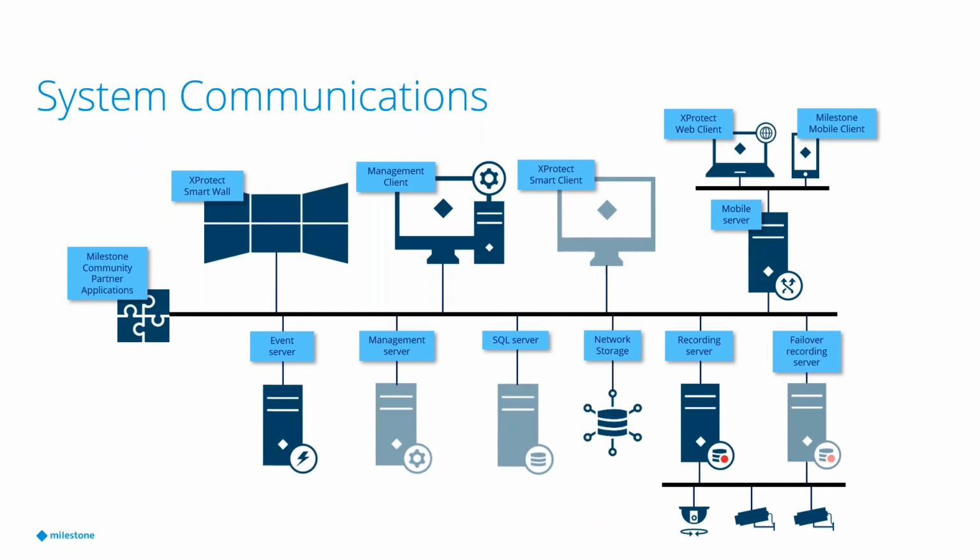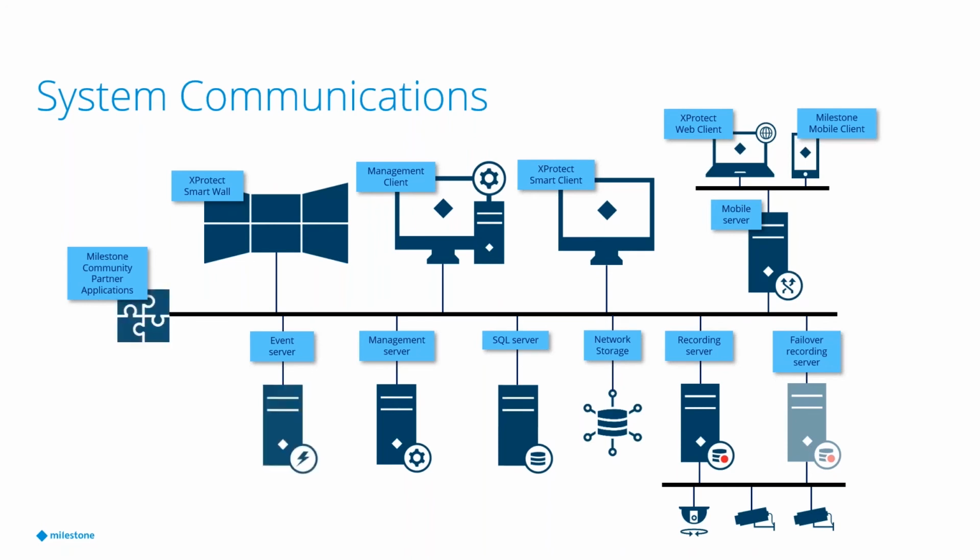Clients authenticate against our management server, and in turn, the management server has to grab configuration and write configuration to our SQL server. Smart clients also grab video directly from the recording server, which in turn may have to grab recorded video from network storage. Mobile clients, which are the web client and the mobile client, communicate directly with the mobile server, which in turn may also need to talk to the recording server for live video and may also need to talk to the network-based storage device for recorded video.